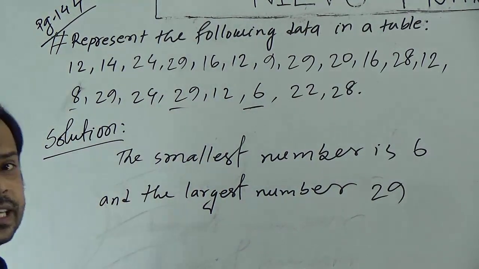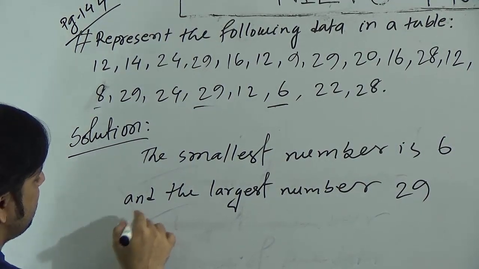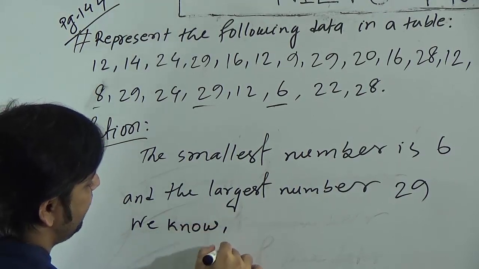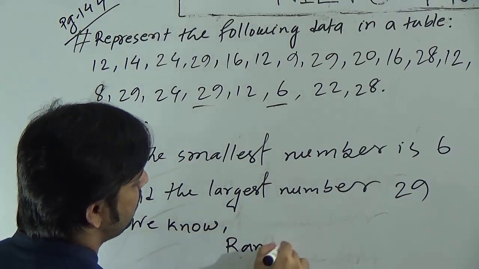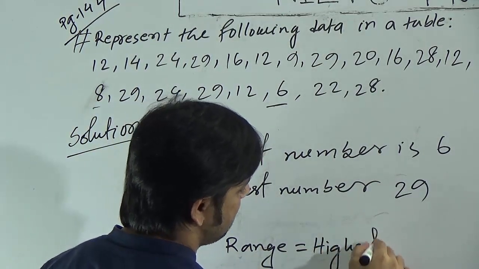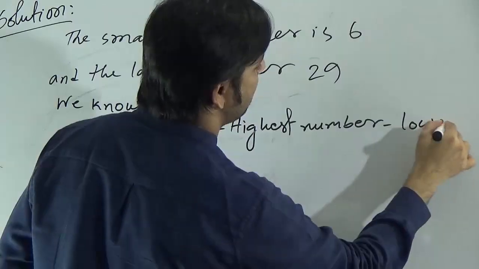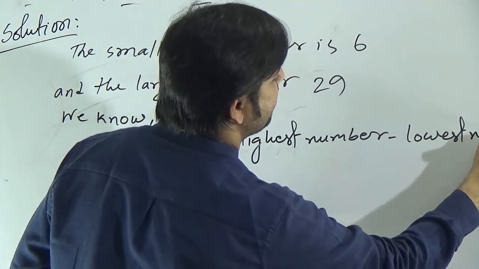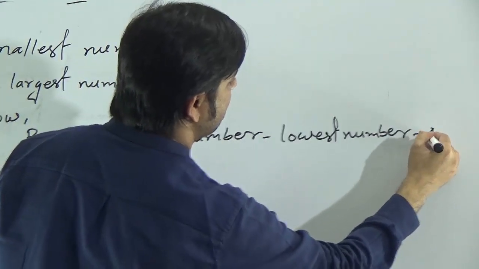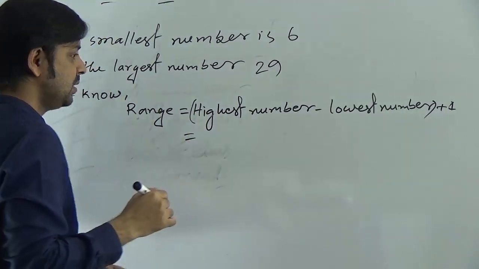Okay, now we have to find the range of the data. To find the range, we need to write the formula. We know range equal to highest number minus lowest number plus 1. This is the formula for determining the range.